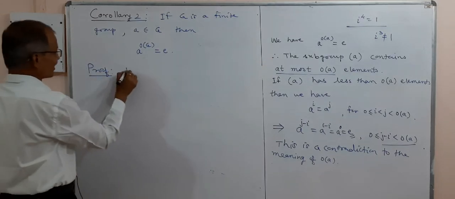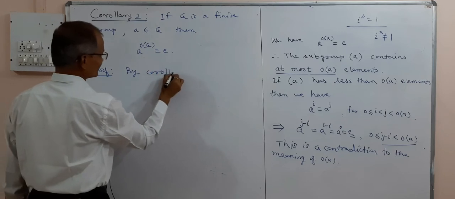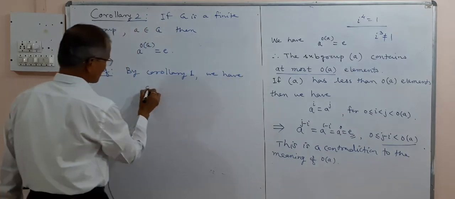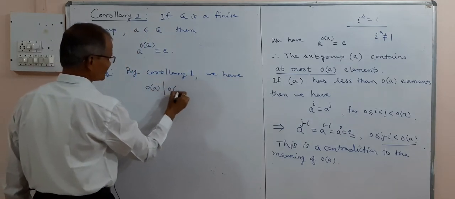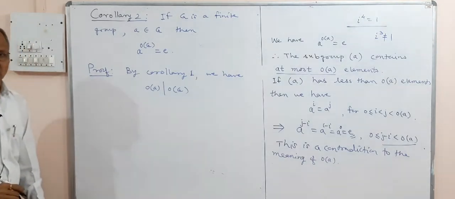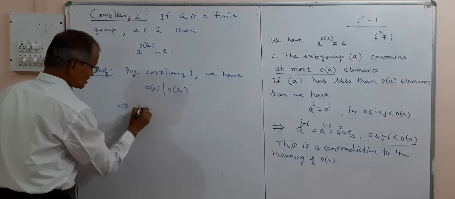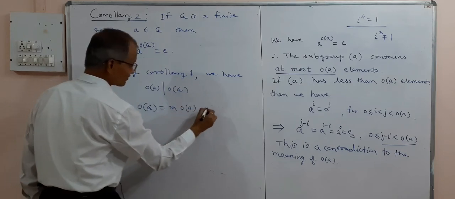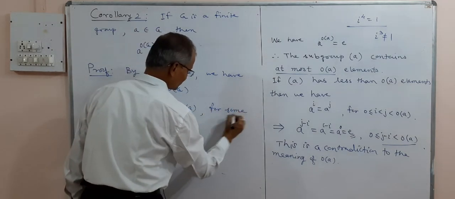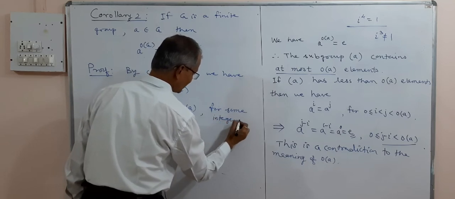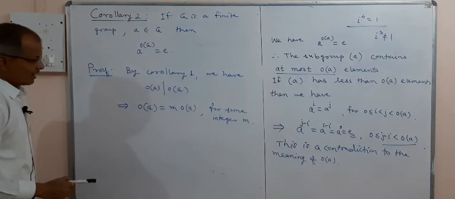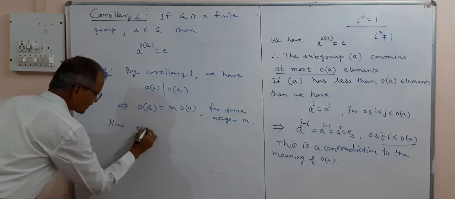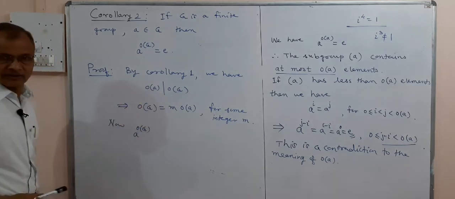So by corollary 1, we have order of a divides order of G. This is the divisibility relation in number theory. So this implies order of G is a multiple of order of a, meaning m times order of a for some integer m. This is the definition of divisibility.